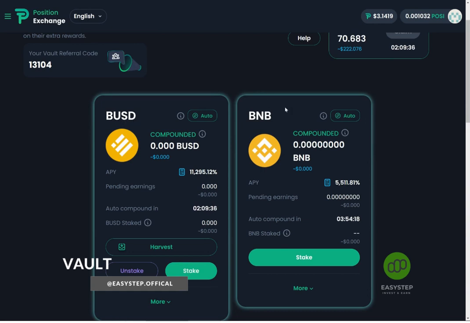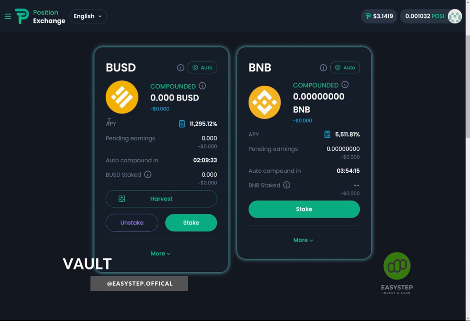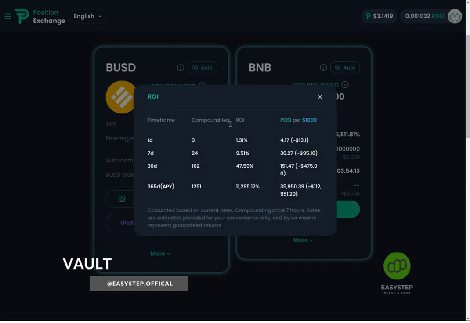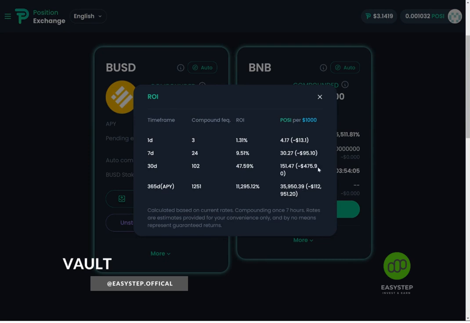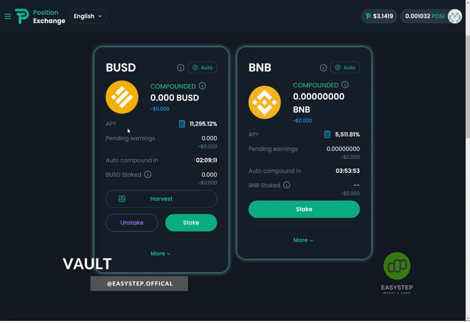Now, I actually started with this BUSD staking because I was impressed with the APY, of course, which right now is at 11,000%. And daily, if you bring up the calculator, it shows you what that is daily. And right now it's at 1.31%. Okay. And it goes all the way up to 365 days. But every single stake that you have is going to have a different reward system. So the BUSD APY is 11,000%, and they do auto compounding.